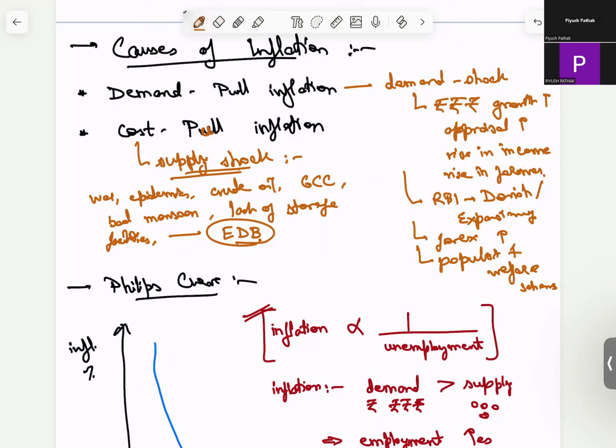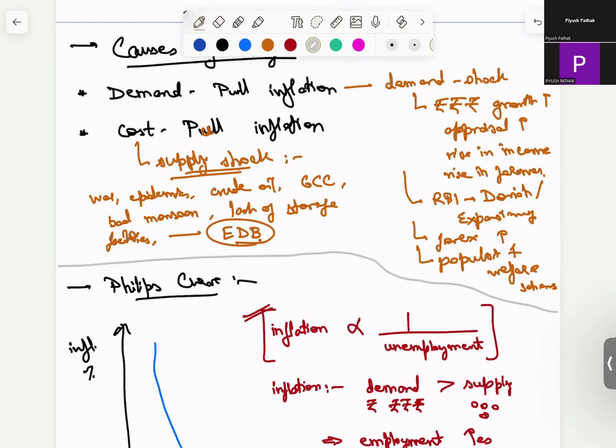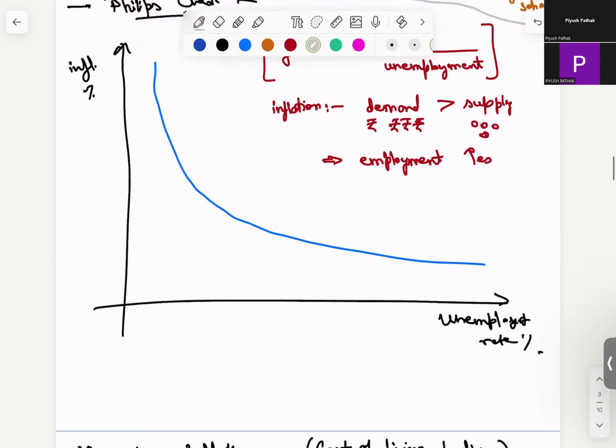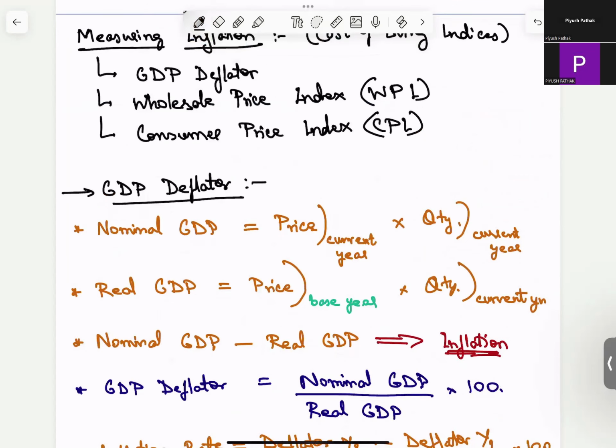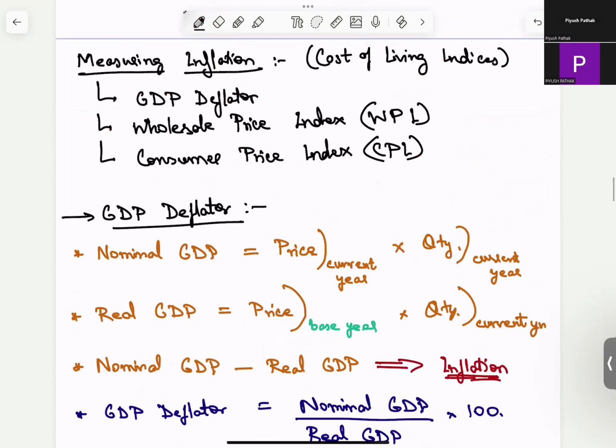Okay, again it's getting very crowded, so I will draw a line here. We have discussed the Phillips curve. Moving ahead, now we will talk about how to measure this inflation. So we have talked about all the theory and everything. Now we will talk about measures of inflation.